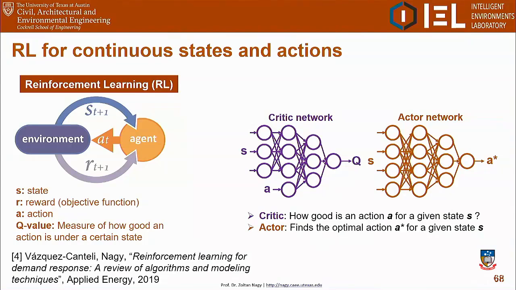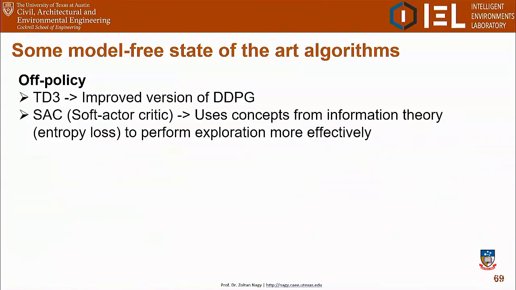The most simple actor-critic method that we have is called deep deterministic policy gradient, DDPG, but there are many other actor-critic methods or algorithms that we have. So these are some model-free state-of-the-art algorithms. The deep deterministic policy gradient, or DDPG, is essentially what I showed before. It's pretty much the same. And then we have an improved version of it, which is TD3, or twin delayed update or something like that, which is an updated version.